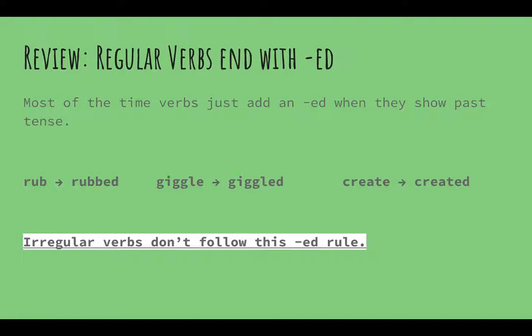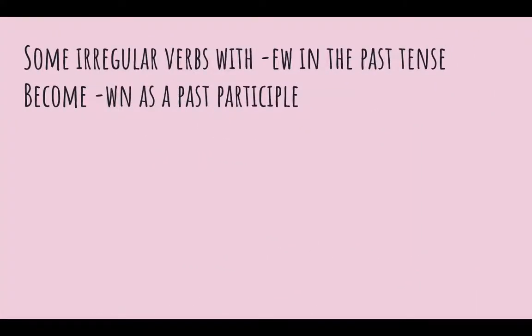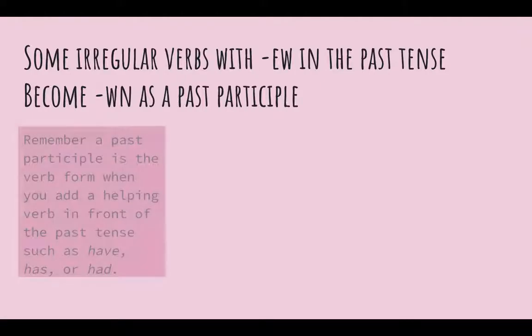All right, let's look at this week's. The first one we have is the EW rule. If there's an EW in the past, then when it becomes a past participle, it gets a WN. I'm going to show you some examples so this will make sense. But remember, first of all, when we talk about the past participle, that's that past form of the verb if we have like a have or a has or a had in front of it. All right, let's look at our chart.